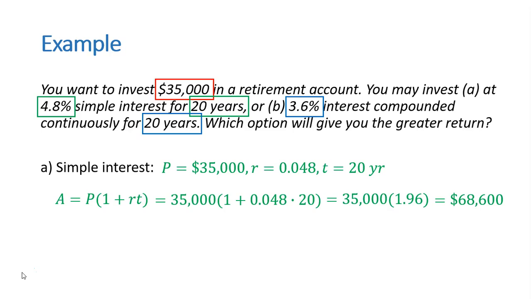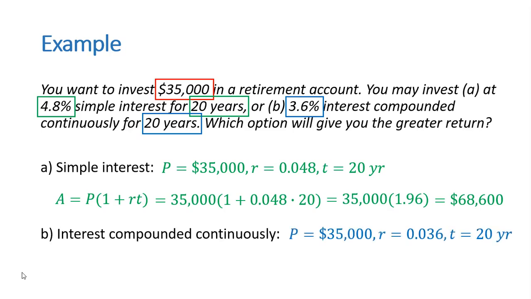So let's see what happens with continuous compounding. So our principal is the same. Our rate has changed to 3.6%, which as a decimal is 0.036. And we're also going to keep this account for 20 years. So the main thing that changes is our formula that we're going to use. Plug in our numbers. Now we need to simplify our exponent first, so 0.036 times 20. So e raised to the 0.72 power.